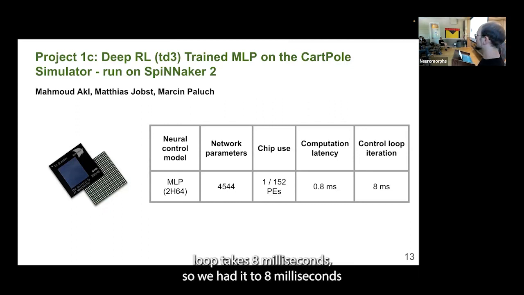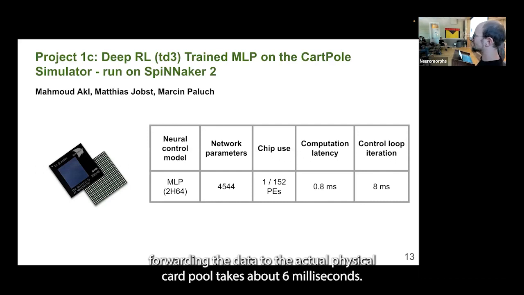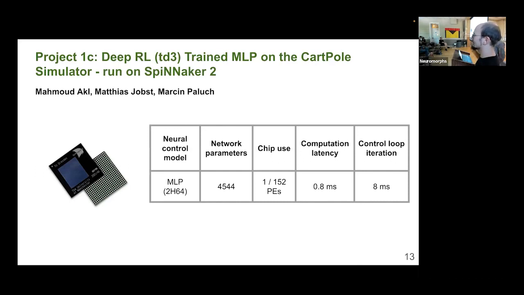However, the total control loop takes 8 milliseconds. So we set it to 8 milliseconds because the control framework for this cart pole is running in Python, and there's quite a bit more going on there. Just the Python code running on the laptop, forwarding the data to the actual physical cart pole takes about 6 milliseconds. So we're by far not limited by the Spinnaker here. But this was fine to control the physical cart pole. Exactly, because 20 milliseconds is enough to control it. In the beginning, we actually tried 20 milliseconds. And we found we can reduce it to 8 milliseconds, and it got even more stable.